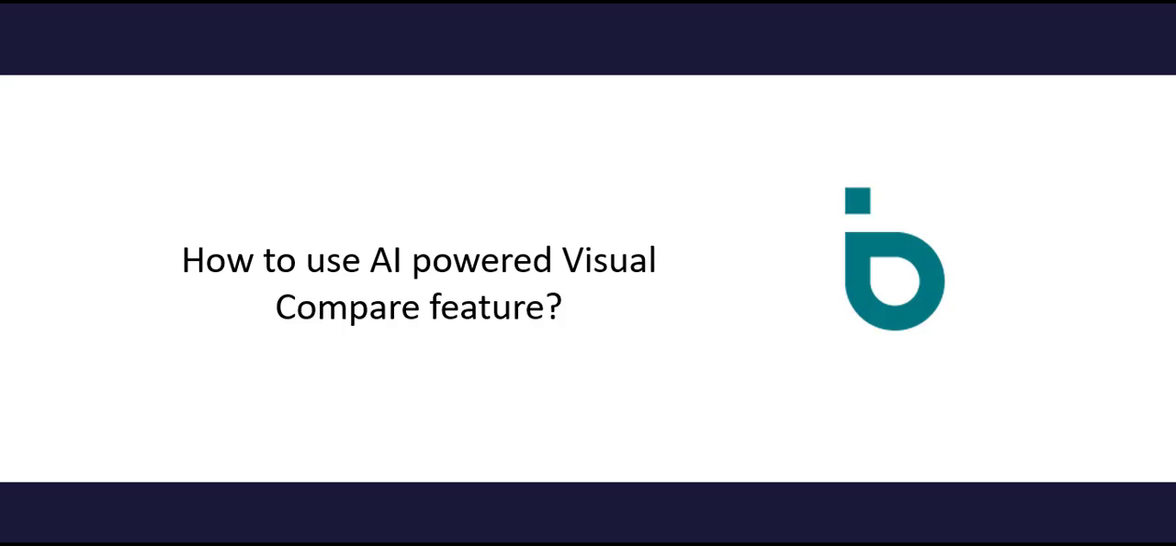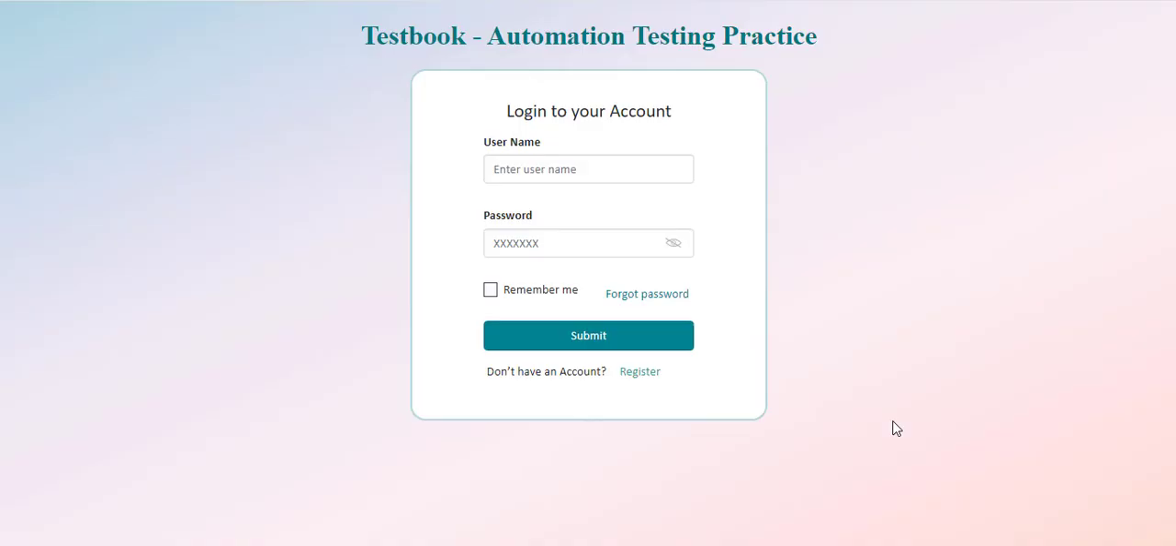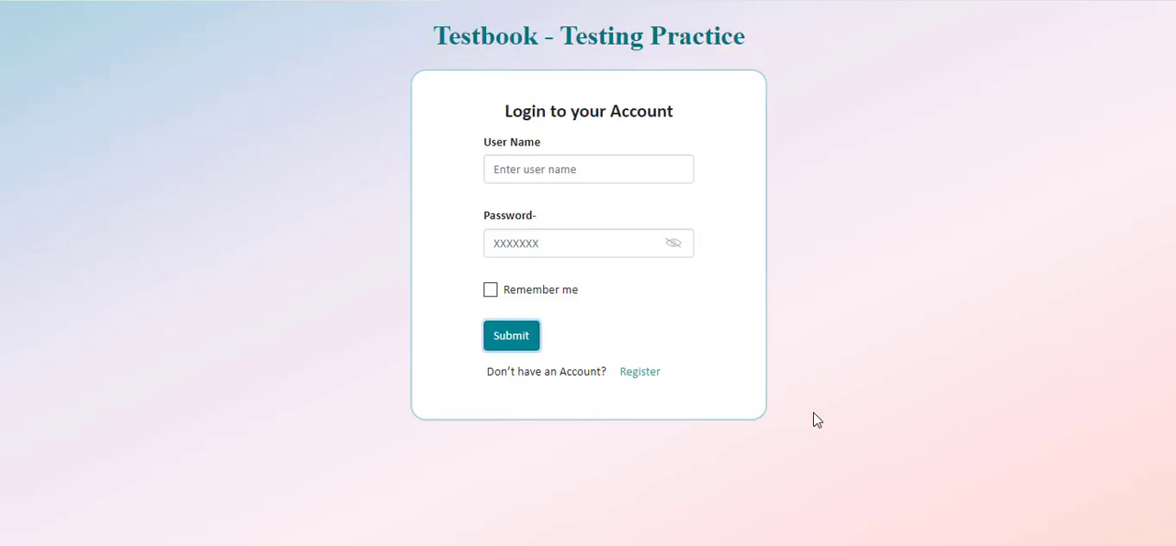Hey everyone! In this video, we will explore how to use the AI-powered Visual Compare feature and how it helps in detecting UI changes. Imagine you're working on an application, and this is how the visual interface looks. Now, in the next build, this is how the interface looks like. Let's see how our tool can detect these changes effectively.